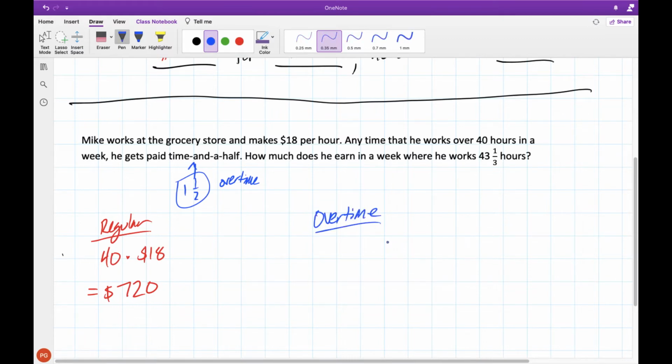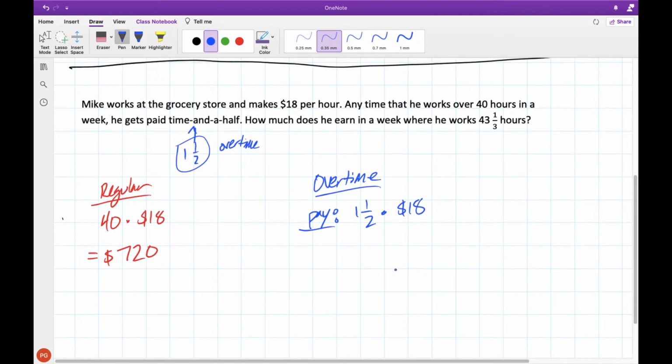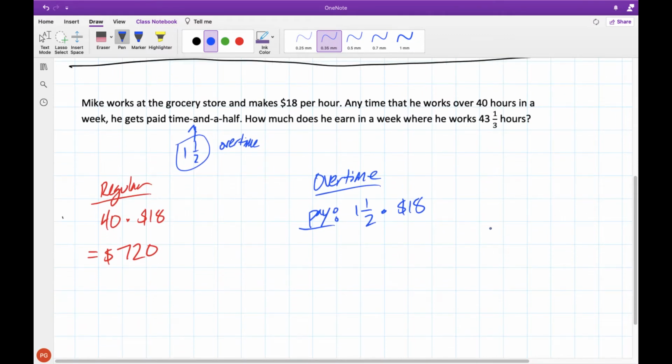Now during overtime, that's those extra 3 1/3 hours that he worked, he gets paid time and a half. So his pay is 1.5 times $18. So we should be figuring out how much he's getting paid every hour during those extra hours. So 1.5 times 18, we have to convert this into an improper fraction. And remember that 18 is the same as 18 over 1, so we can multiply the tops and the bottoms here. And then we can reduce this fraction and see that he's getting paid now $27 an hour.